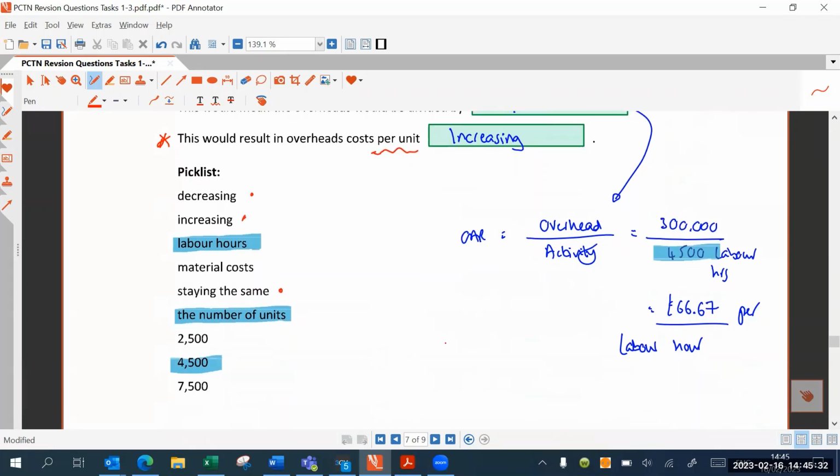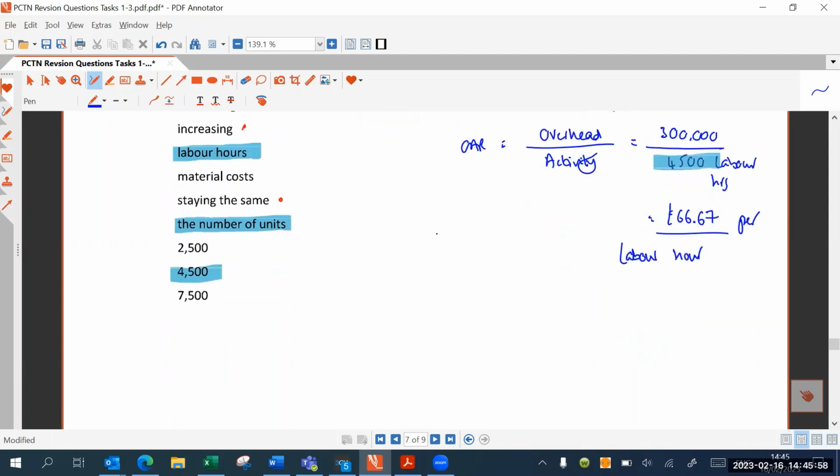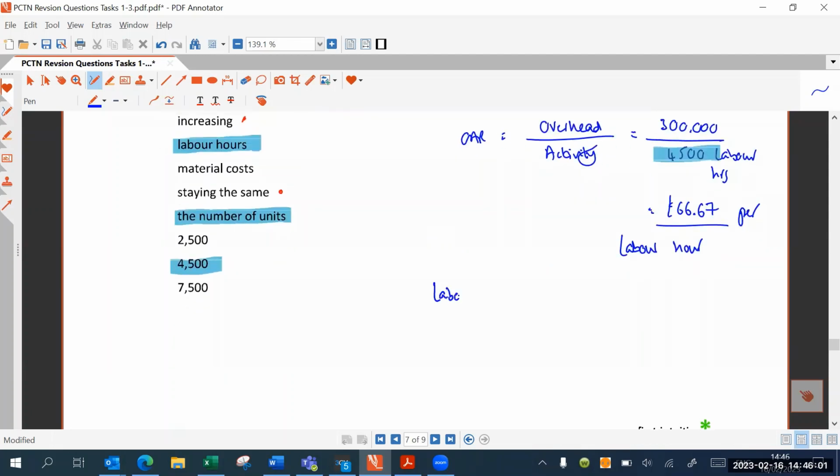So we just need to be a little bit more careful now about how we answer that, because what we would need to recognise is that we have an overhead of £300,000. We know that. 4,500 labour hours, we know that we're going to actually absorb £66.67 for each labour hour spent on this product. So the next question then is, how many hours do I spend making a product? How many hours do I spend making one unit? I want to know the labour hours per unit. So let's have a think about that. I want to know the labour hours per unit, because if it only takes half an hour, I would only give it half of that cost.